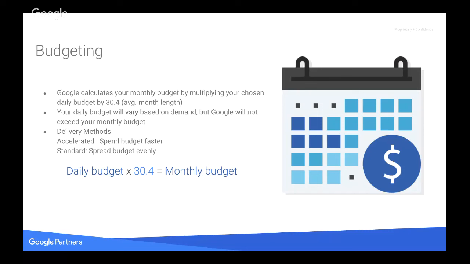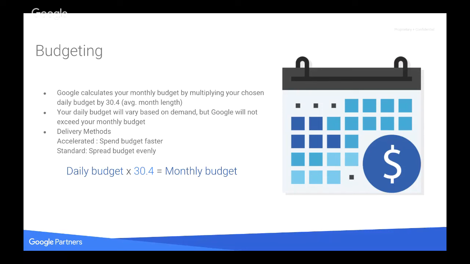I might spend $11 on one day, and that is completely normal. The system might overcompensate on one day, but overall in a month, it will only spend 30.4 times the amount that you've specified as your daily budget.